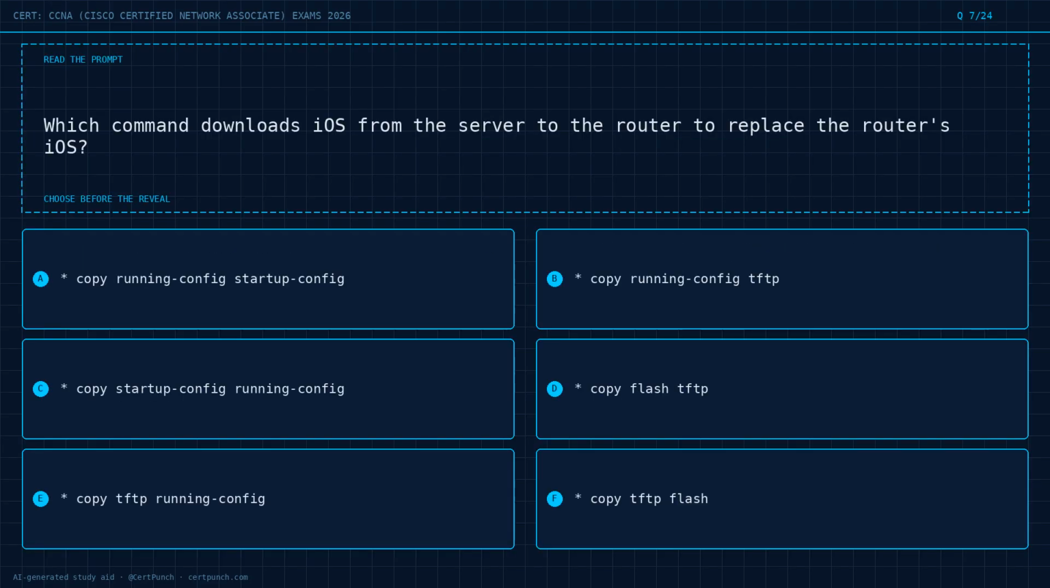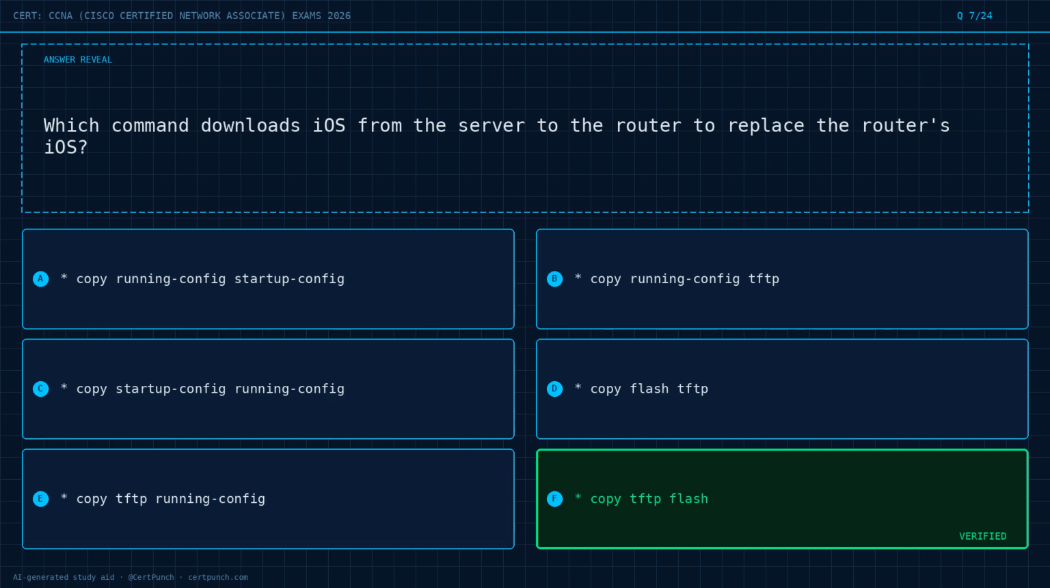Question 7 of 24. Which command downloads iOS from the server to the router to replace the router's iOS? Option A, copy running config startup config. Option B, copy running config TFTP. Option C, copy startup config running config. Option D, copy flash TFTP. Option E, copy TFTP running config. Option F, copy TFTP flash. Decide on the strongest option before the reveal. Stay with your gut.